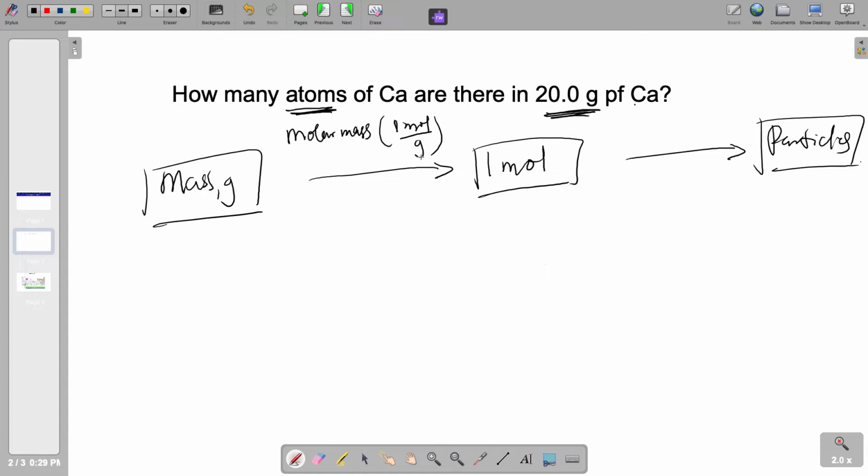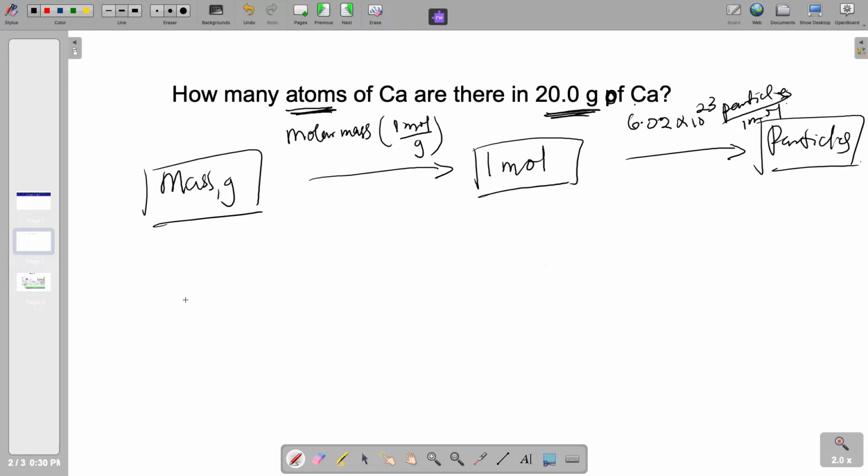Okay, and to go from moles to particles, we need Avogadro's number per mole. So 6.02 times 10 to the power 23 particles per 1 mole. Okay. So to go in reverse, we need the flip of Avogadro's number, which of course is 1 mole over Avogadro's number. And if we want to go from moles to mass, we need the flip of this, which is of course grams per mole. But our question says, how many atoms of calcium are there in 20 grams of calcium? So we are asked to go from grams to moles and then particles.